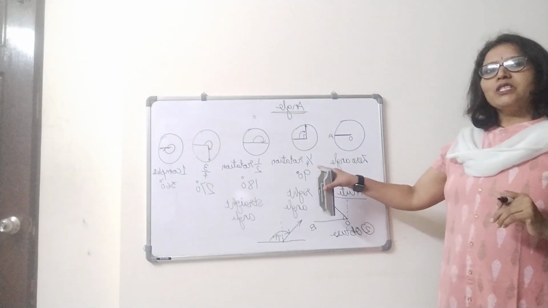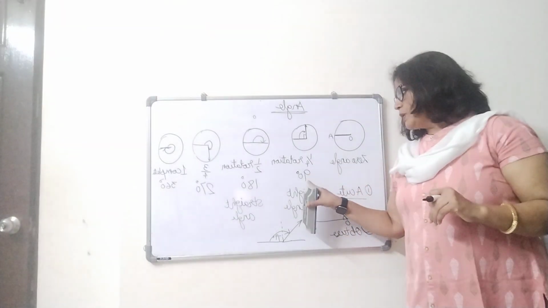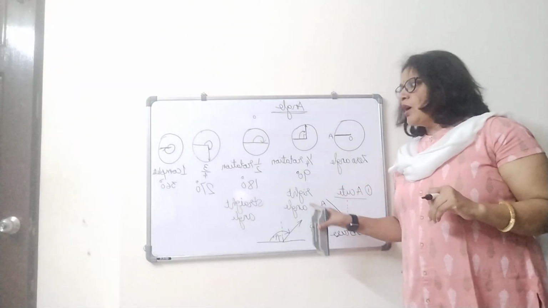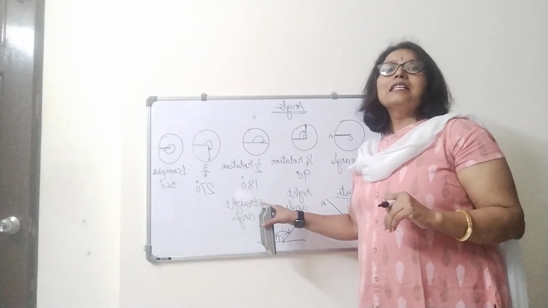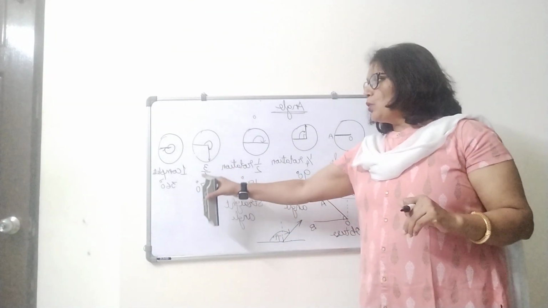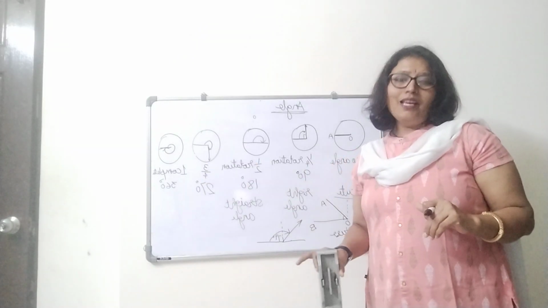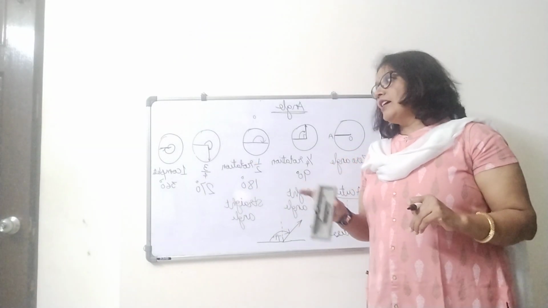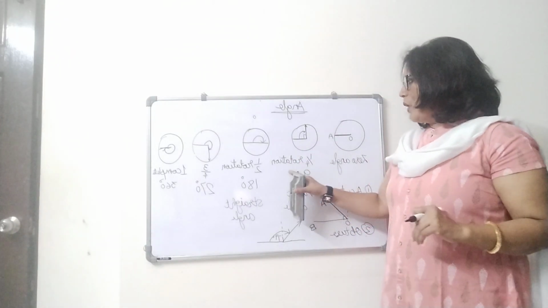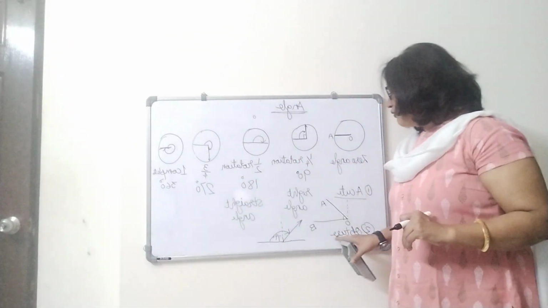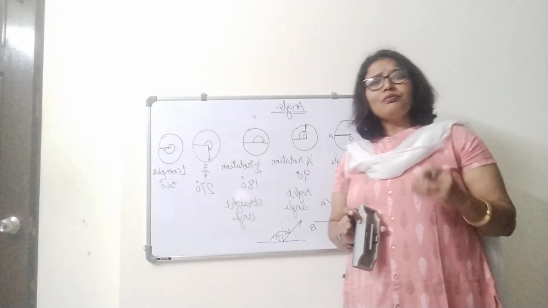So whose measure is 90 degrees, that is called a right angle. Whose measure is 180 degrees, that angle is called a straight angle. And whose measure is 360 degrees, that angle is called a complete angle. So here we got 1, 2, 3, 4, 5 types of angle.